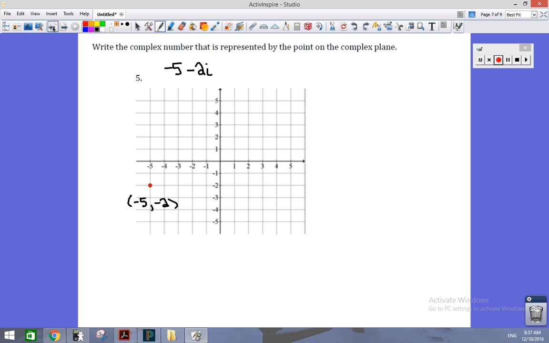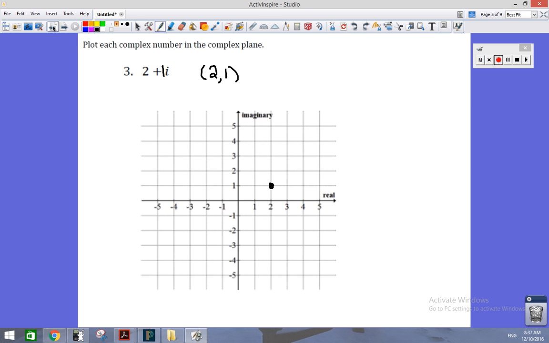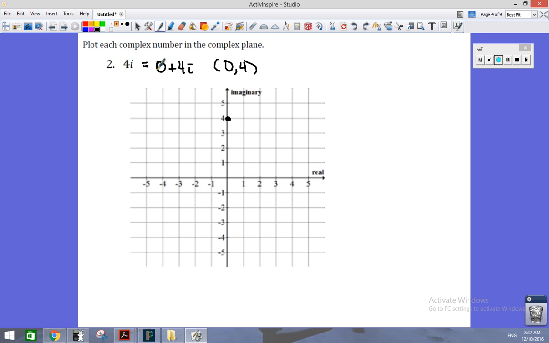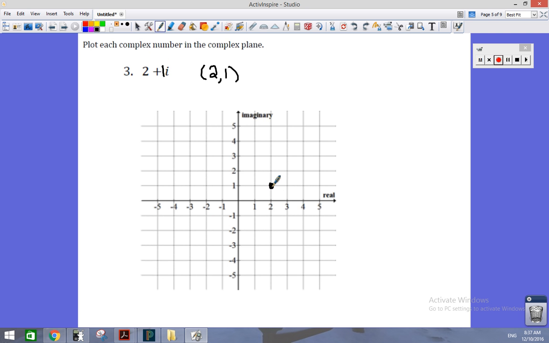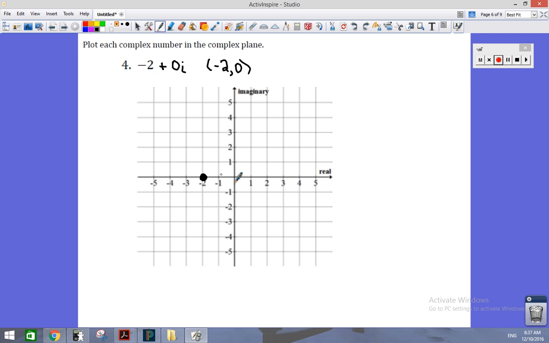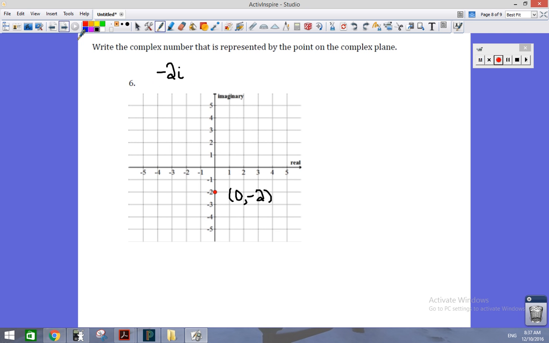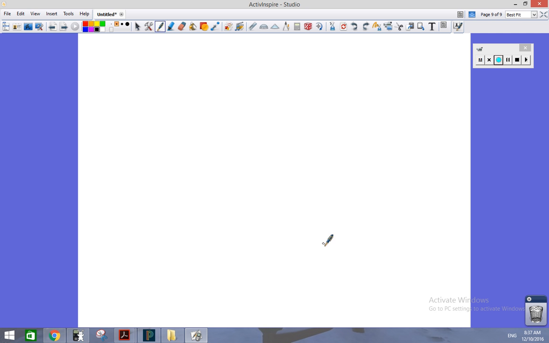That was so quick and so easy that I'd be embarrassed if I made a mistake. Negative 5 comma 3, that's correct. Go up 4, that's correct. Go to the right 2 and up 1. To the left 2, don't go up or down. Negative 5 minus 2i. 0, because you have to move down, so that's minus 2i. All right, I just want to make sure that I didn't make a silly mistake.